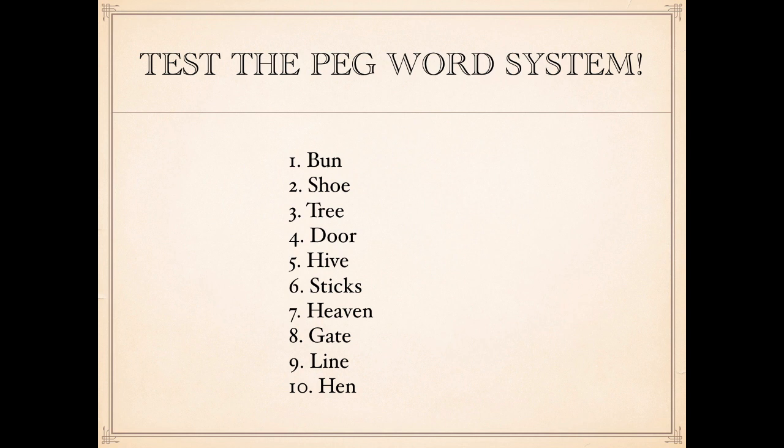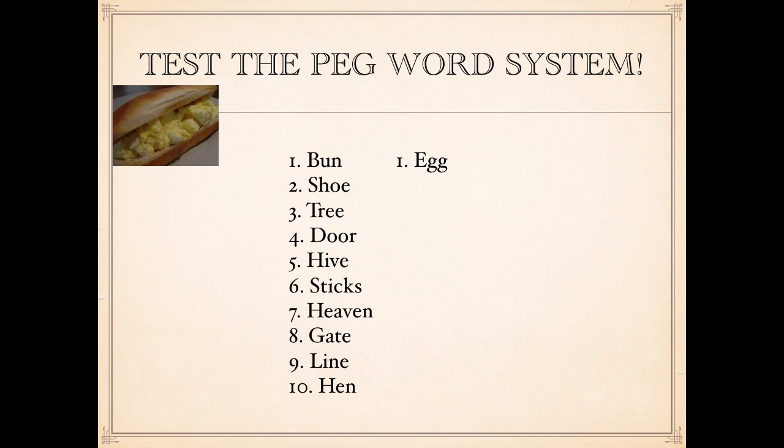Great. Okay, so do you remember the first item on the list? What's the image that pops in your head? One is a bun. What's inside the bun? Yep, that's right, an egg.